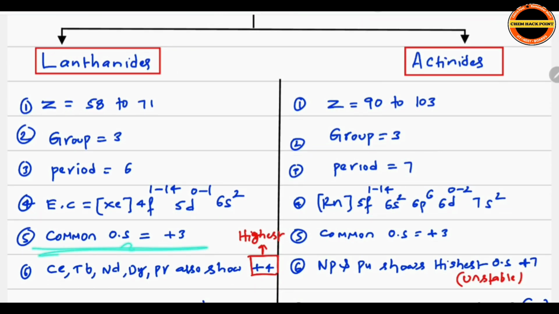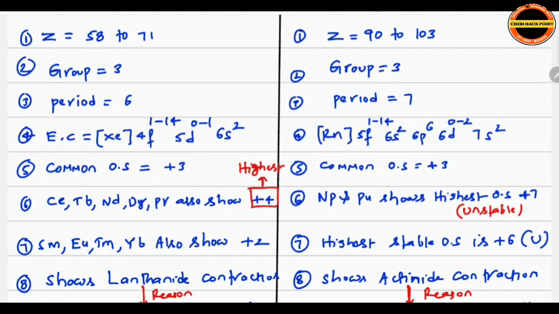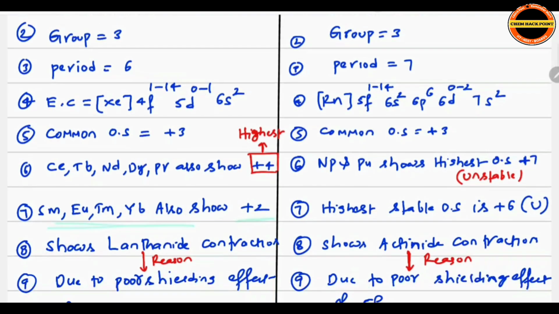The common oxidation state is +3 in both cases. These elements along with +3 also show +4. The highest oxidation state of lanthanides is +4, which is the stable form. Neptunium and plutonium show the highest unstable oxidation state, which is +7. The stable oxidation state is +6 here, in uranium. These elements also show +2.